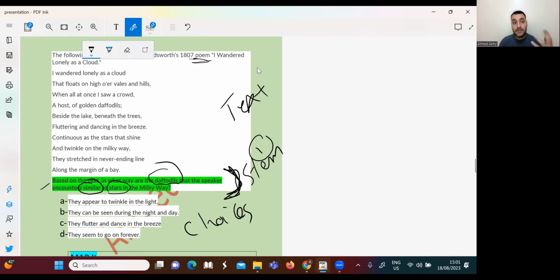Me and the cloud. So is that what I want? No, it's not my mission. This is what I must focus on: I'm reading just to know in what way the daffodils are similar to the stars. So I won't focus on the first line. I wandered lonely as a cloud. He is comparing himself to a cloud. That's in the text, but the question doesn't want this comparison. It wants the daffodils to the stars.